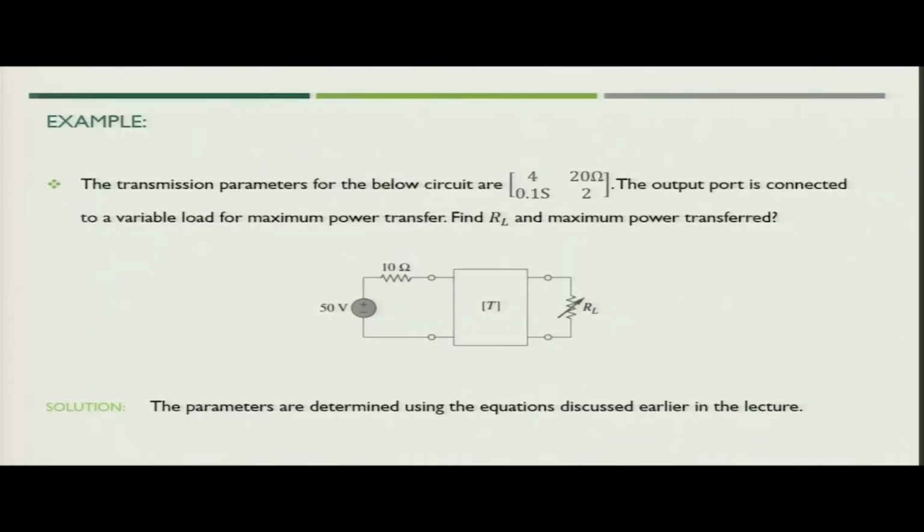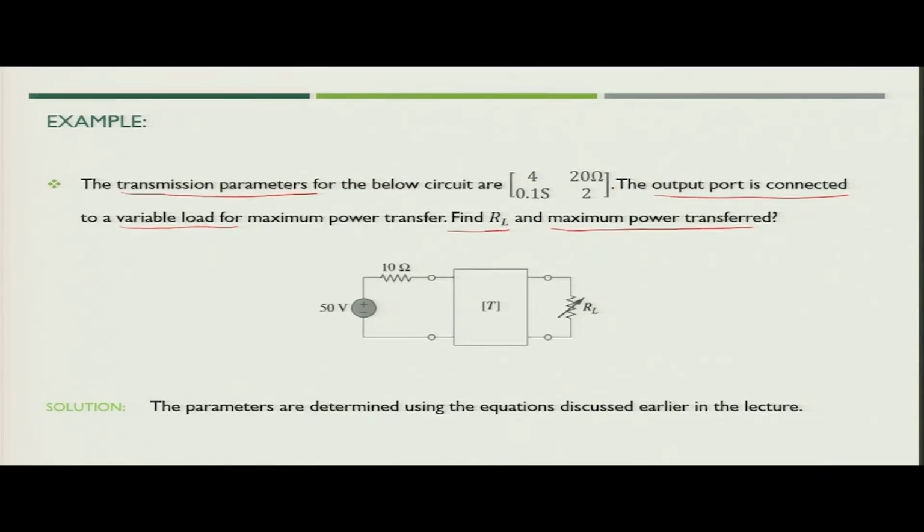Now, let us see another example where the transmission parameters are given. Here you see the transmission parameters in matrix form. The output port is connected to a variable load for maximum power transfer. Now, what we have to do? We need to find out the value of RL at which maximum power transfer will take place, and we need to find out how much maximum power will be transferred. So, we will utilize the same process which we discussed.